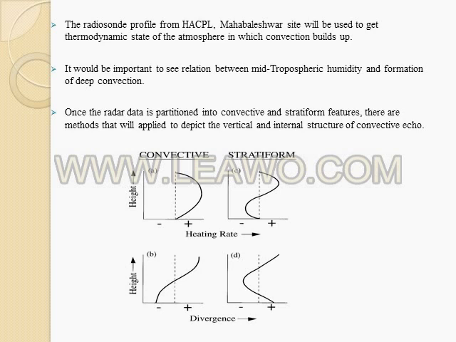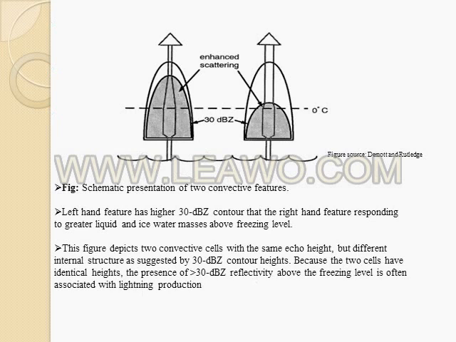But in the convective echoes, in the convective manner, we have the convergence at the lower levels, no middle level convergence or divergence there, and at the end, at the upper level, we have the divergence. So that proves it again. Here we have two convective features, like the 30 dBz contour.